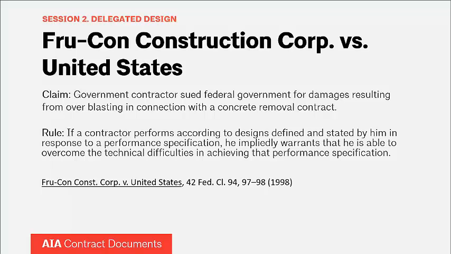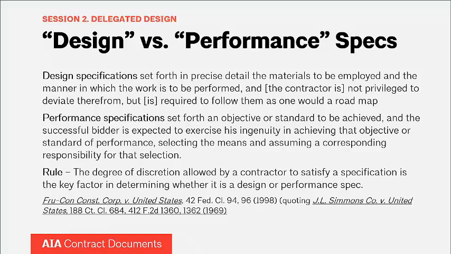So from this case, we get what I think is a very common sense rule: if you design to a performance specification and the performance specification itself is not in error, then you don't get to come back and make a Spearin argument that the architect's plans and specifications were inadequate in any way. What I think is a little bit more interesting about this case is that we get a really nice discussion about the difference between prescriptive specifications, other folks will call them design specifications, and performance specifications.